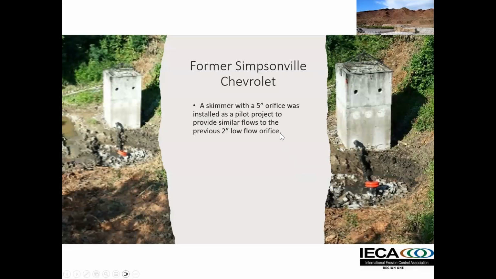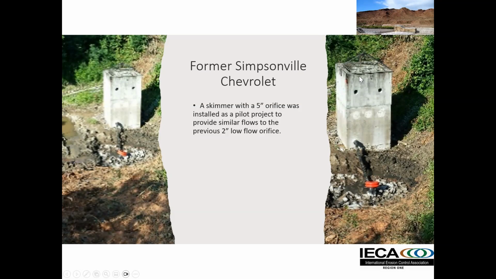So we worked with the county, and they agreed to let us put in a skimmer with a 5-inch orifice, and we installed that as a pilot project. We modeled it to show the 5-inch orifice provided very similar flows to the previous 2-inch low flow orifice. These are pictures, not great pictures, from back then, when it was first put in. On the picture on the right, you can see where we closed in the previous orifices and put in new orifices, a little higher up.